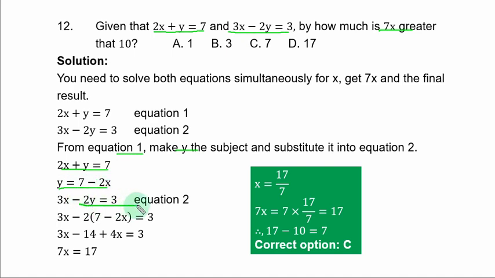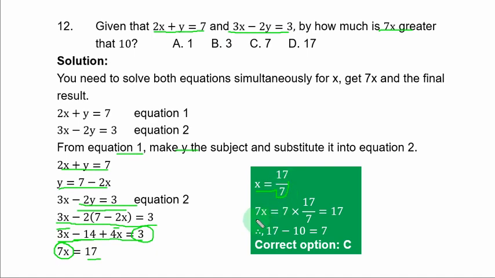Now this is equation 2. You replace y with 7 minus 2s. So you have 3s plus minus 2 bracket open, 7 minus 2s bracket close equal to 3. You open this bracket with minus 2 and you have 3s minus 14 plus 2s equal to 3. If you add like terms, 3s and 4s, you have 7s. If you transfer minus 14 to the right hand side and add it to 3, you have 17. Divide through by 7, you have s equal to 17 over 7.